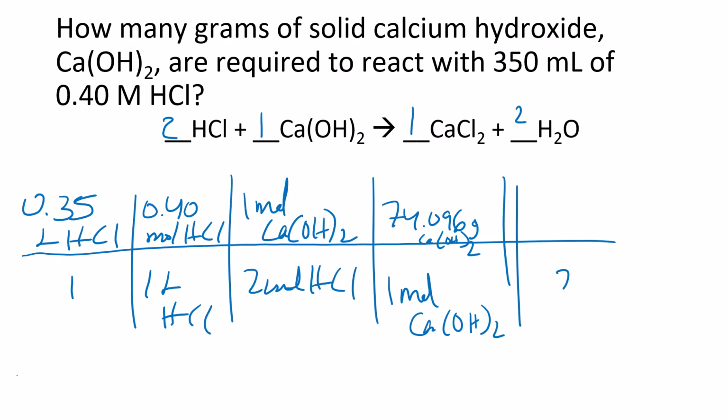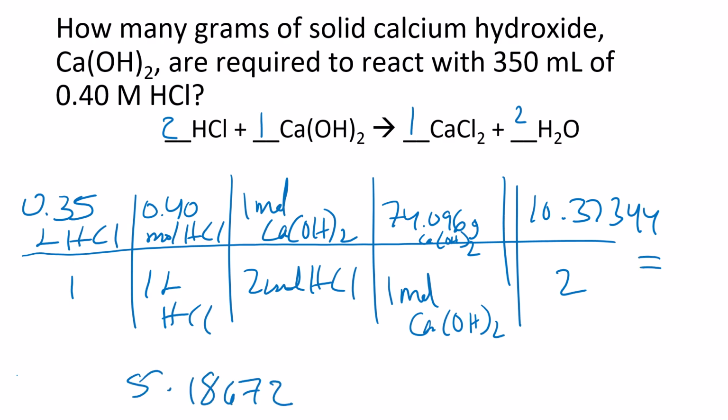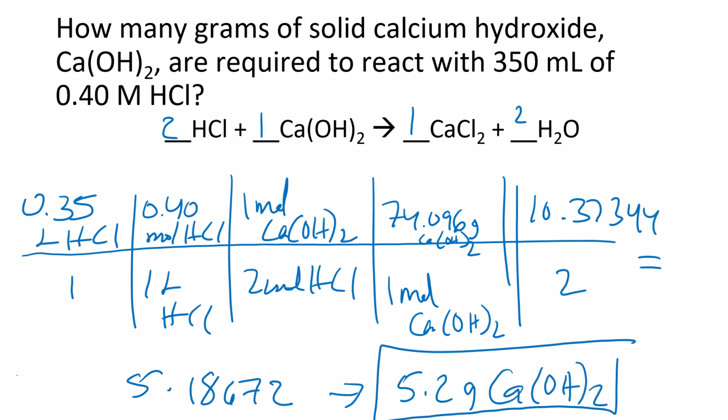My denominator is 2. My 0.35 times 0.4 times 74.096. It's going to be 10.37344. Divide that by 2 in the calculator. I end up getting 5.18672. Taking into consideration sig figs, 2 sig figs, so it becomes 5.2 grams of Ca(OH)2. Okay?